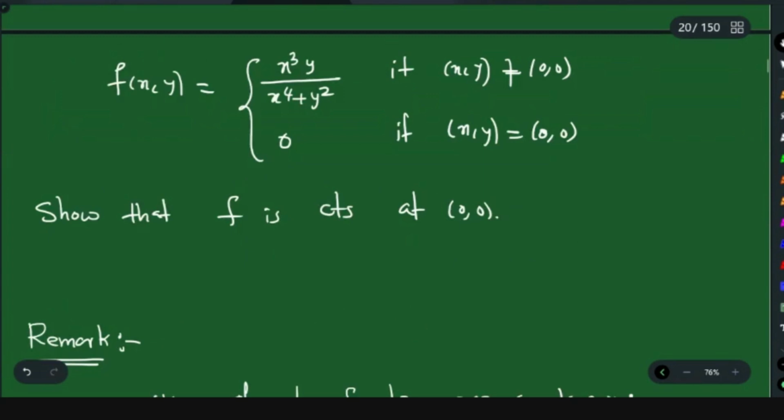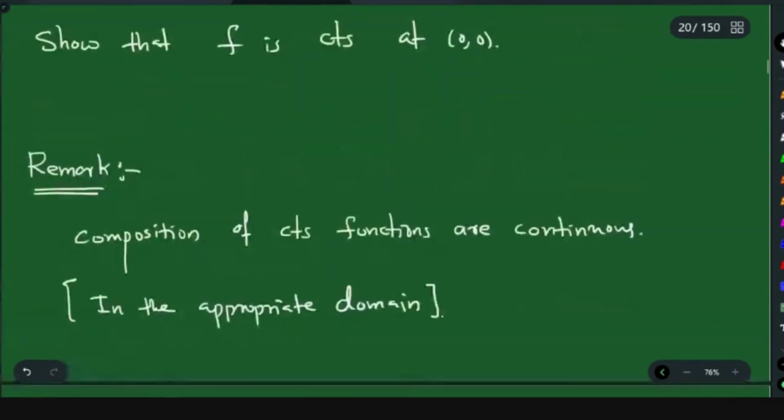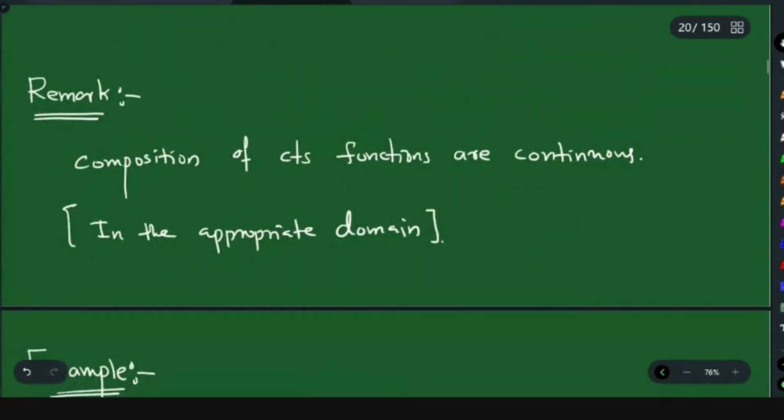So let me come to one remark. As in the case of real analysis, the single variable case, you can observe that the composition of continuous functions is also continuous, in the appropriate domains. Once you take the composition, the domain should be very clear and well understood. Then only you can talk about the composition. If these two functions are continuous, then f composed with g is also continuous.